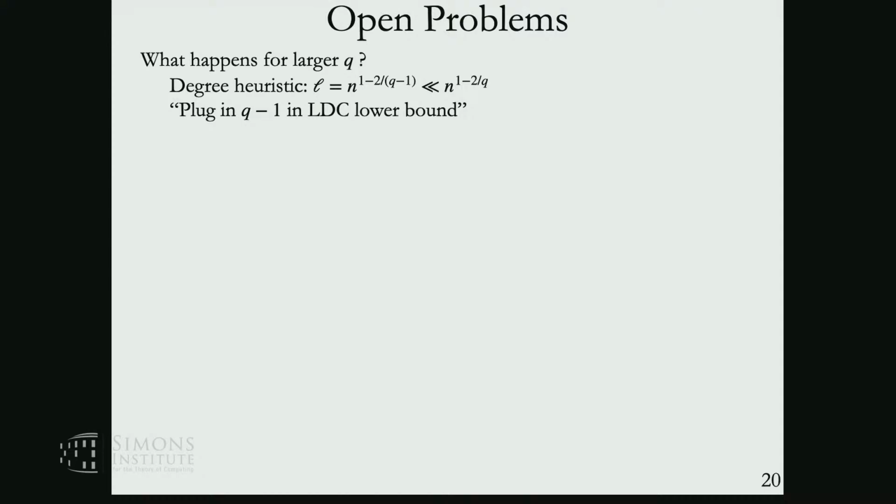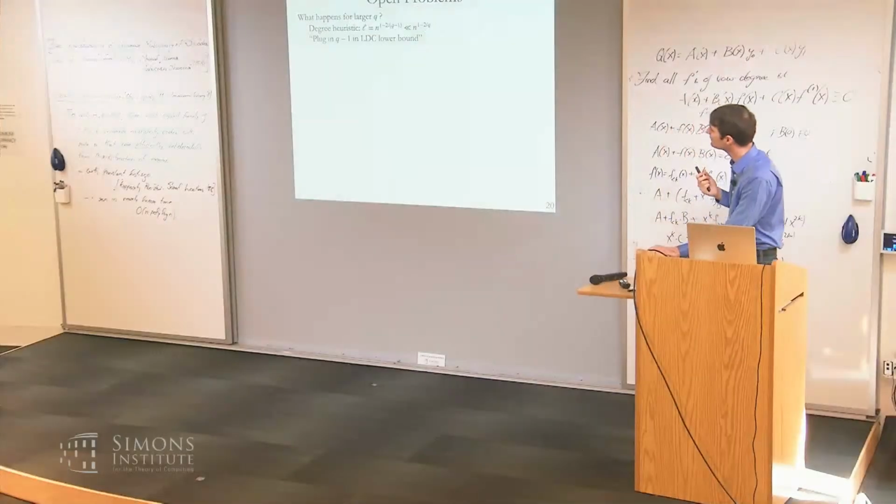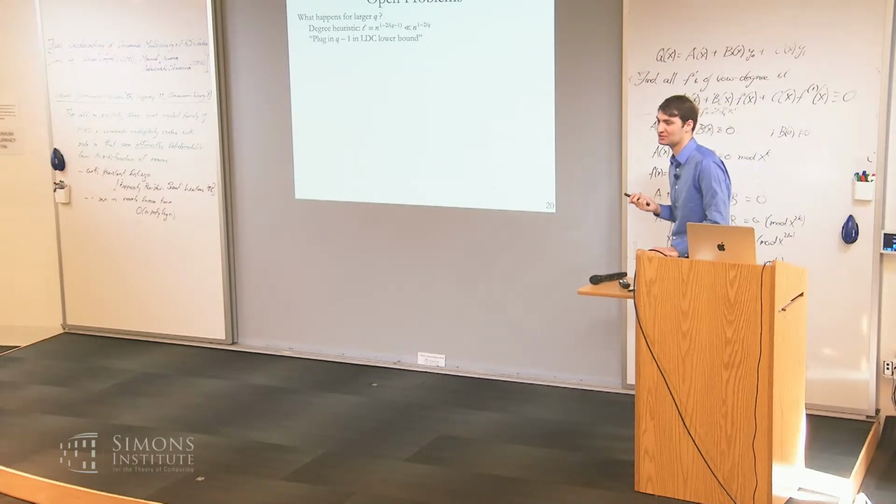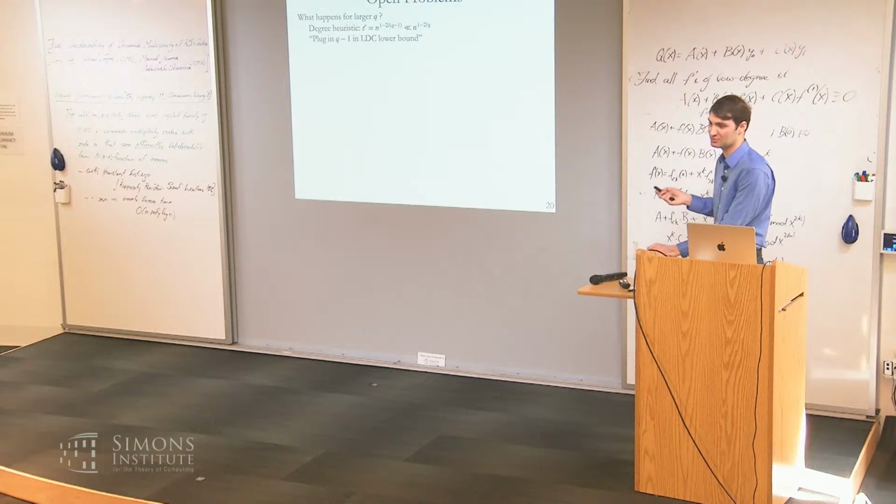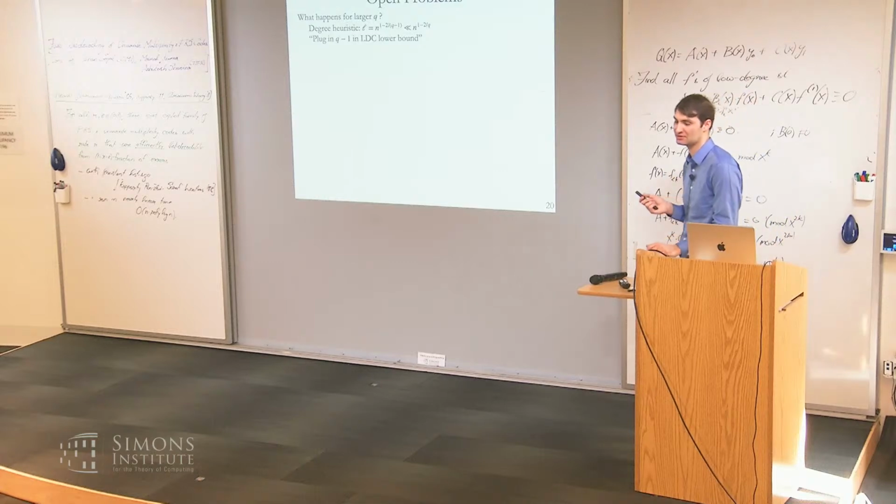And for larger q, do you believe we can get a better reduction? If you say q is 10, can we get to the 8-LDC? I don't think so. I wouldn't say it's impossible, but at least the strategy we're doing would only go from q to q minus 1, I think.